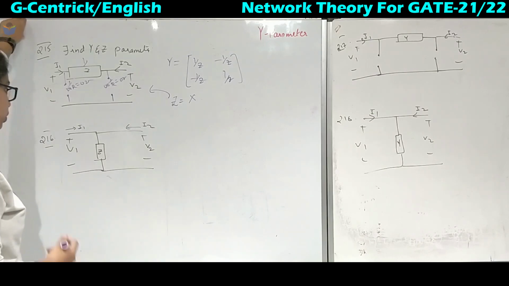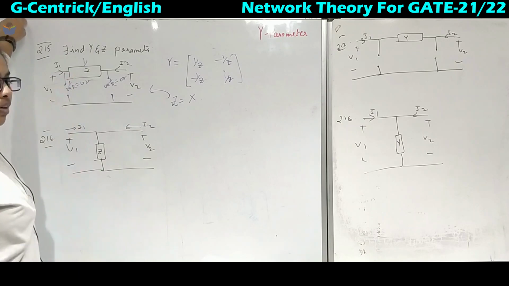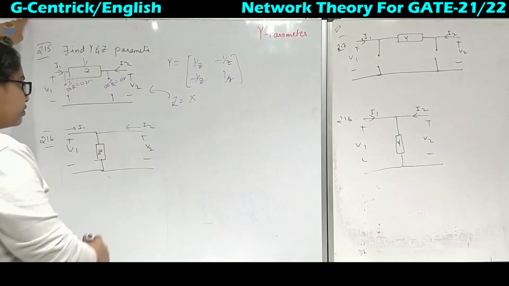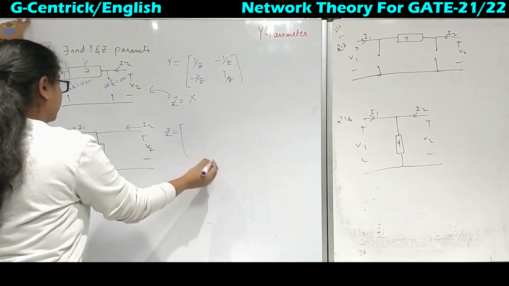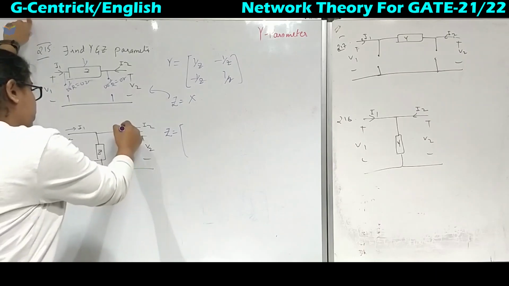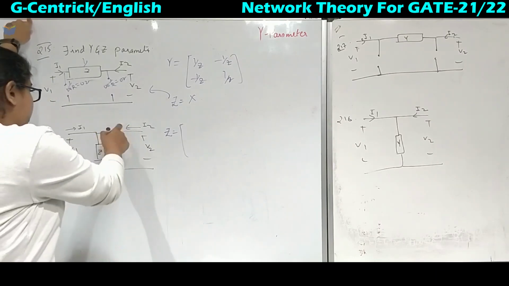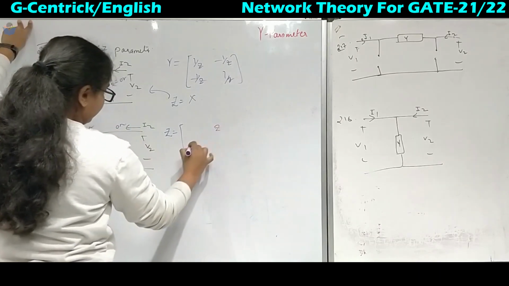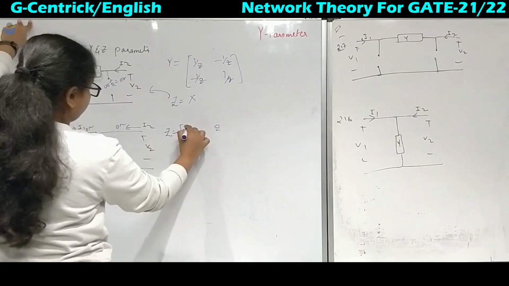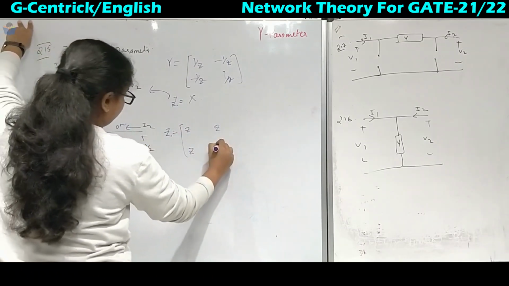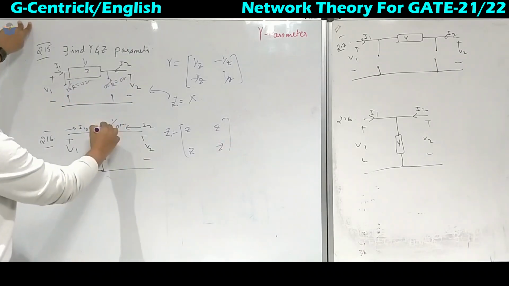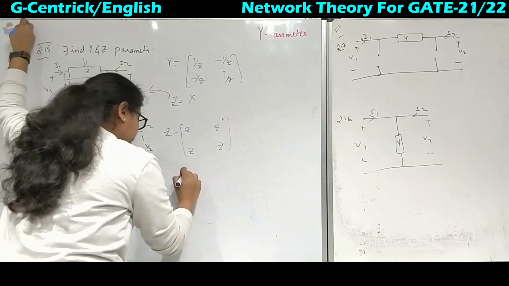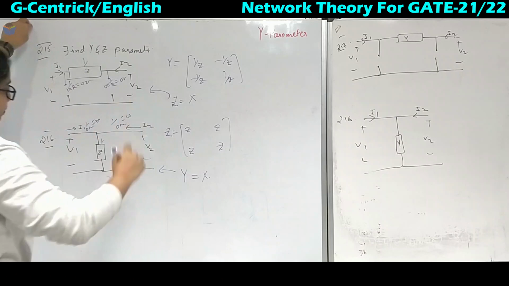Coming to the 216th question, again we have to find the Y and Z matrix. Now you can see this can form the T network. So first we will go with the calculation of the Z matrix. Here we will assume that there is no resistor or impedance, so it is 0 ohms. Once it is 0 ohm, this will be Z and Z. Here also it will be 0 plus Z, Z, 0 plus Z, Z. Now when you take 1 over 0, it will be infinite for the admittance matrix. So the admittance matrix does not exist for this.